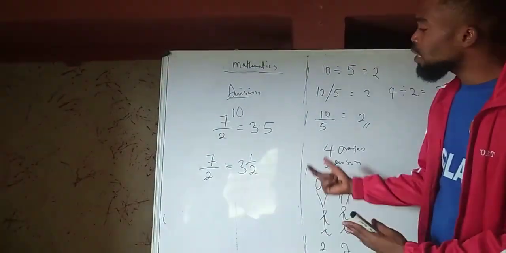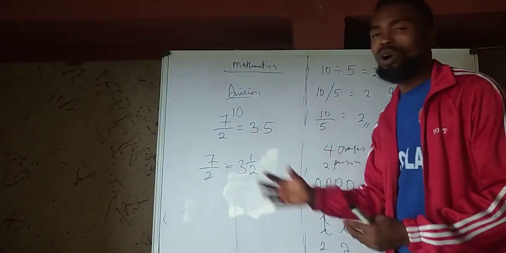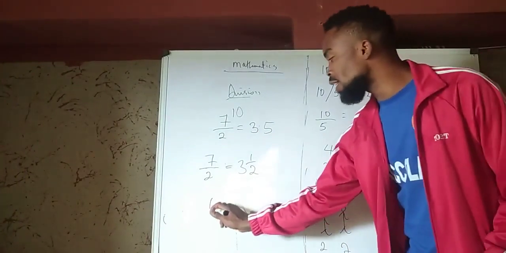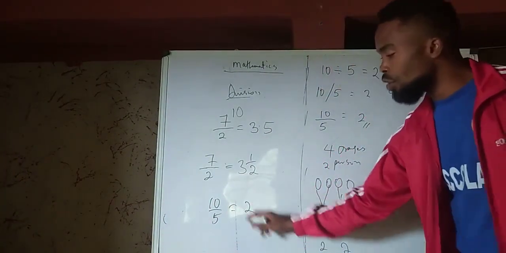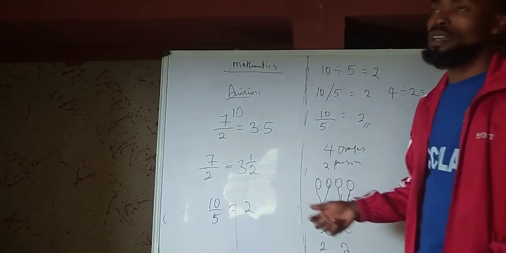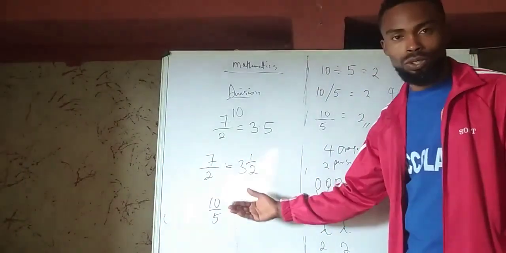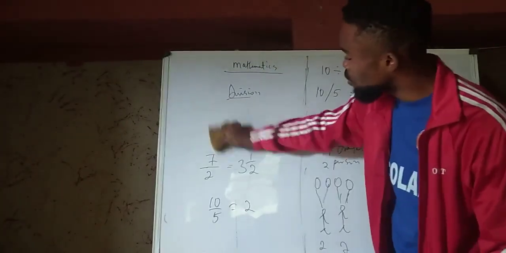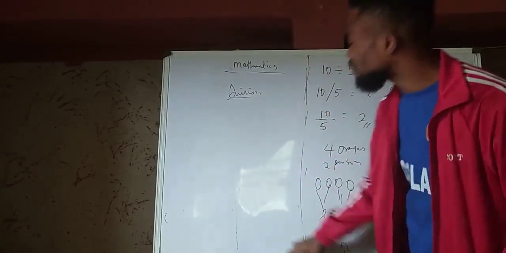It's not all the time that our division will equal a whole number, just like when we say 10 divided by 5, we have 2, a whole number like this. Sometimes it could be a fraction. How we treat the fraction is what we are going to look at in a little moment.